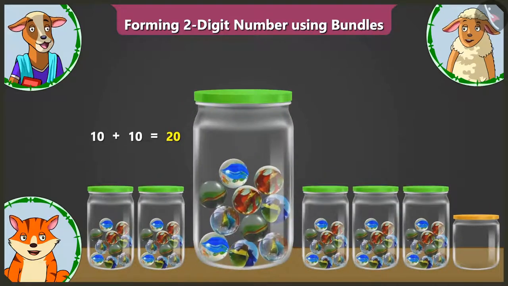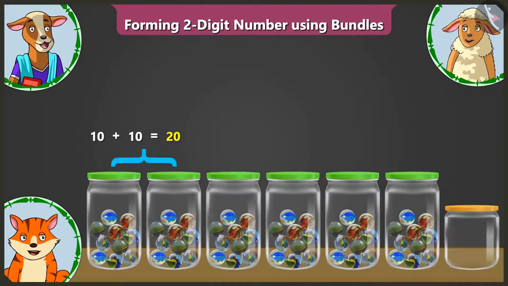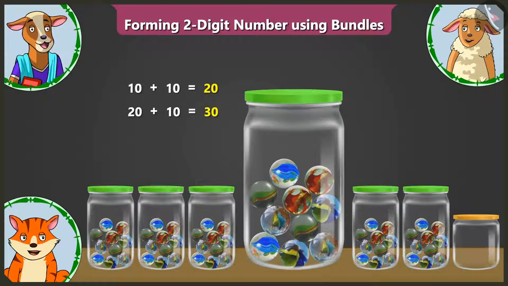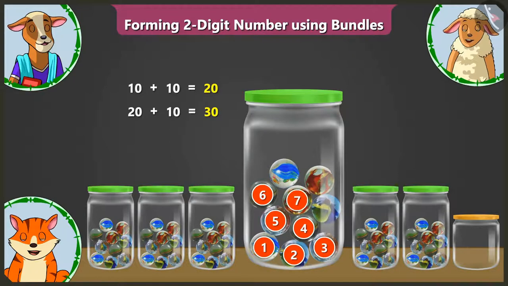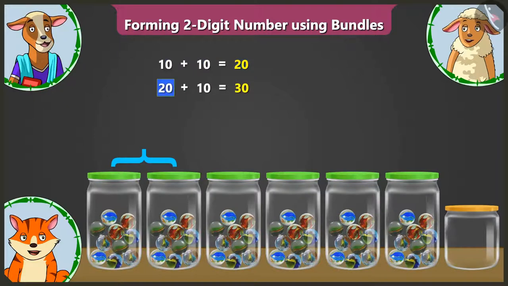Now look, here in the third jar, there are 1, 2, 3, 4, 5, 6, 7, 8, 9, and 10 marbles. So this makes it 10 and 10, 20, 20 and 10, 30. Three groups of tens. Now, Lily, you count the marbles in the fourth jar. In the fourth jar, there are 1, 2, 3, 4, 5, 6, 7, 8, 9, and 10 marbles. Absolutely right. So these are 10 and 10, 20, 20 and 10, 30, 30 and 10, 40.